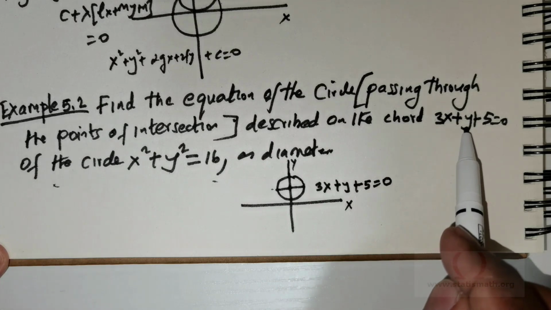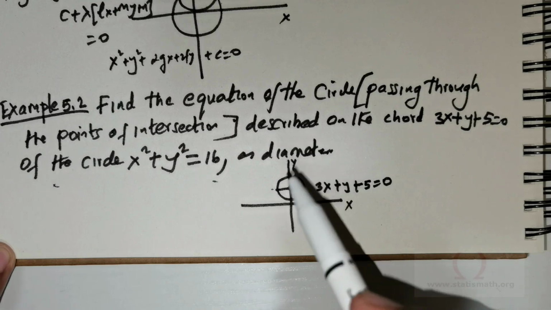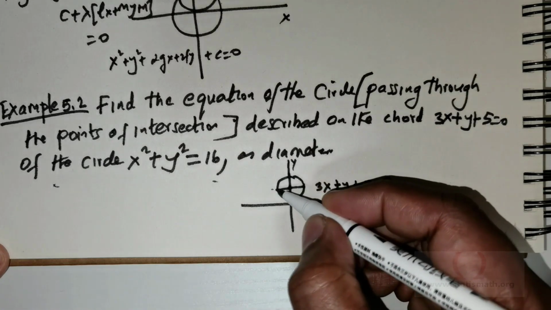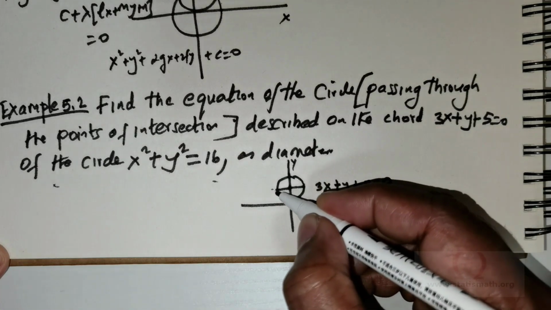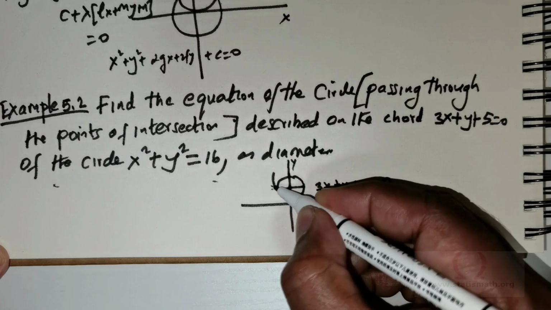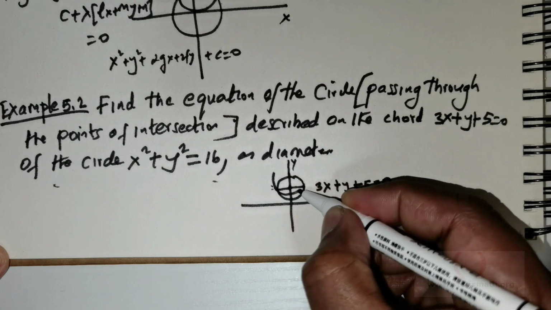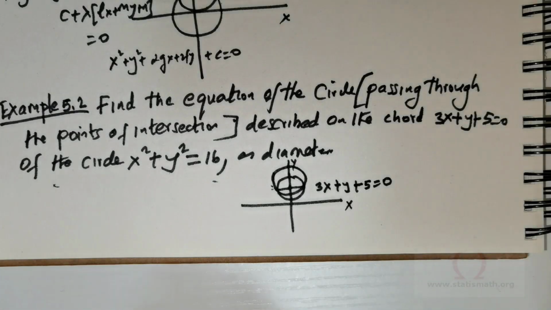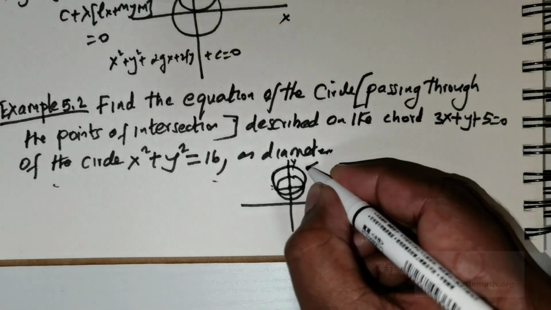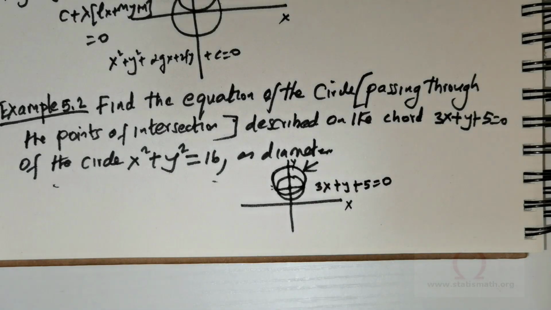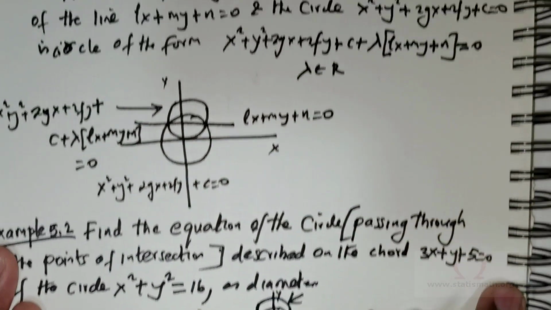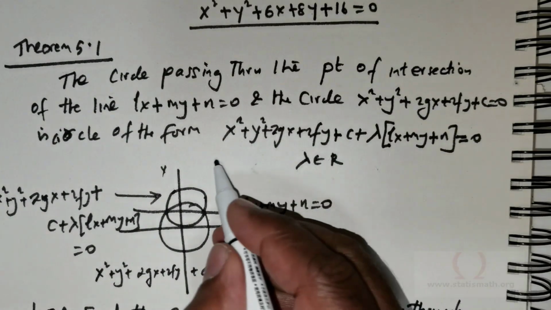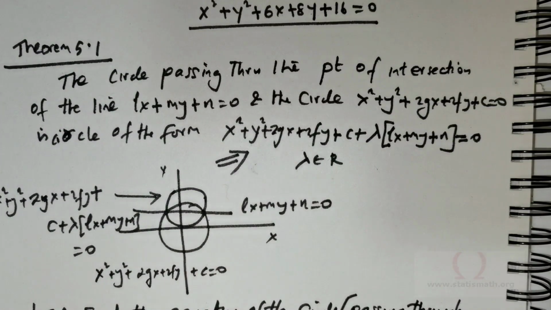Now we are expected to find the equation of the circle described on the chord 3x + y + 5 = 0. So the circle can be something like this, and it can move like this, and we are expected to find this. Now we need to use the concept which we have studied over here. This is the concept that we will be using, and using that concept we will solve this question.